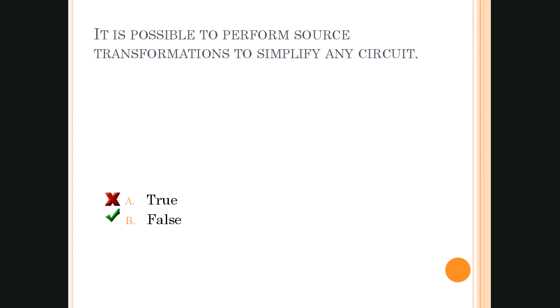All right. So again, it is possible to perform source transformations to simplify any circuit. And again, anytime you see something that says always or any or gives you any absolutes, the right answer is usually false. Okay, and understand that I said usually false. Even there, it's not always false.